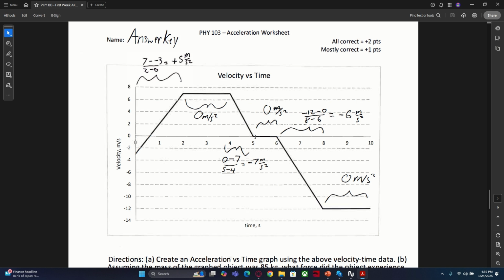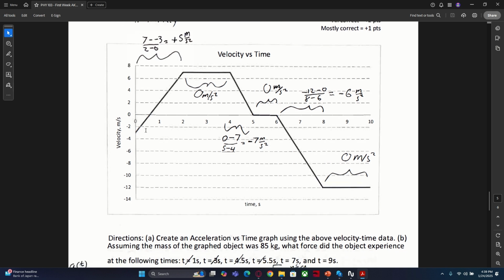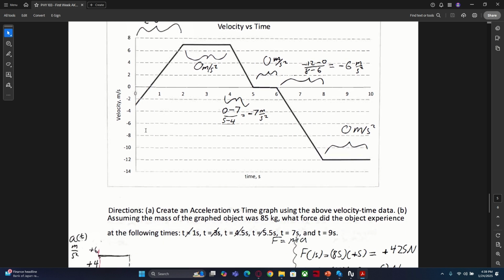And then between 5 and 6 seconds, it stays at 0. And then between 6 to 8 seconds, it goes from 0 meters per second to -12 meters per second. And then it stays there between seconds 8 through 10. What I have drawn here is basically the slopes, because that's going to give us our acceleration value. In order to answer the question, create an acceleration versus time graph using the above velocity data.